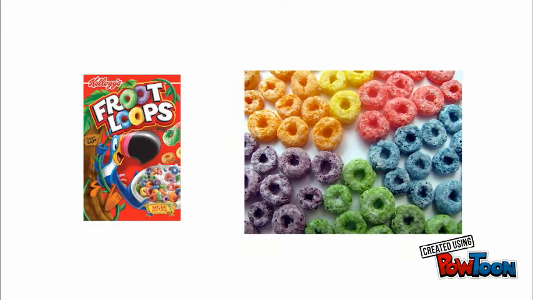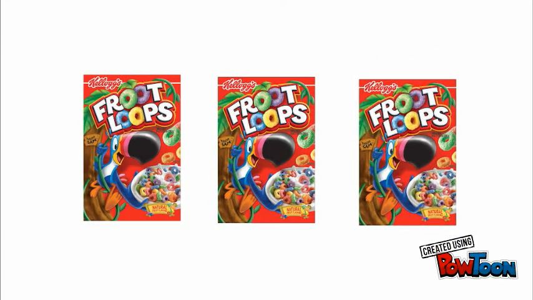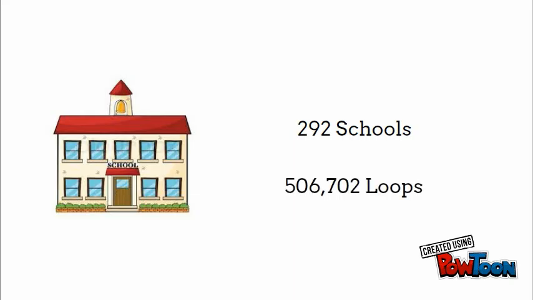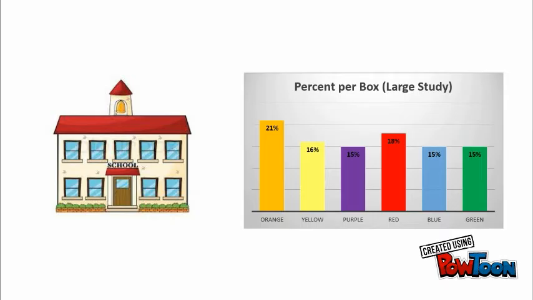But how does the information gathered from one box relate to a much larger sample size? A nationwide study was done where 292 schools participated in sampling 506,702 loops. They found that the sampled loops were split 21% orange, 16% yellow, 15% purple, 18% red, 15% blue, and 15% green.